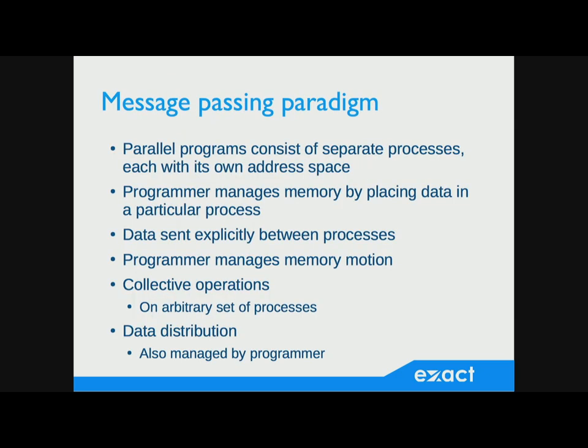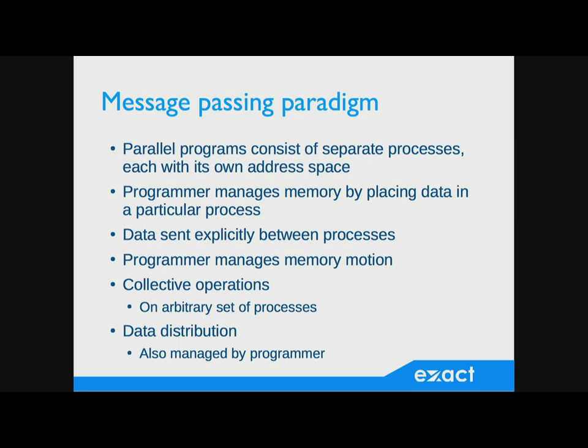Okay, now let's move on to message passing. I already said the parallel program consists of separate processes, each with its own address space. So the memory is local and private to the process. You, as programmer, need to manage the memory by placing data in a particular process. You say, I have this array, and this array will be stored there. Data are sent explicitly between processes. Again, if you need to write data on another process, you have to send a message. And you, as programmer, take care of doing this kind of memory motion.